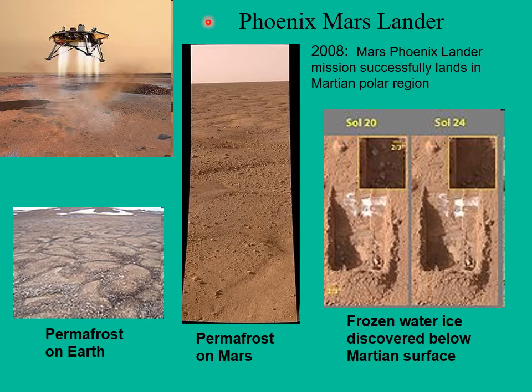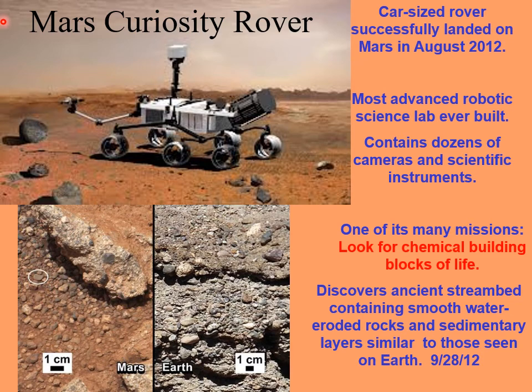An interesting mission to look for water on Mars was the Phoenix Mars lander, and it landed near the Martian polar region, and it scraped down under the soil and it found frozen water ice underneath there, which you can see in these images.